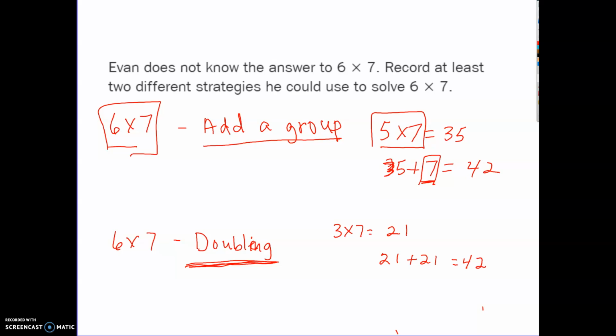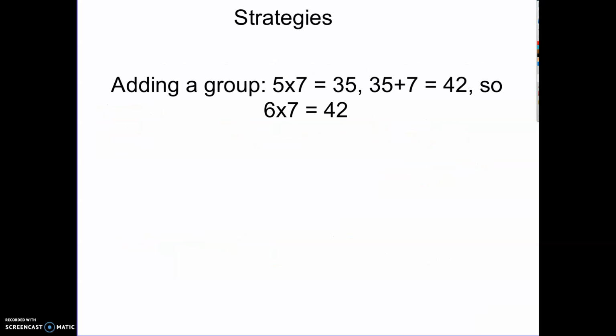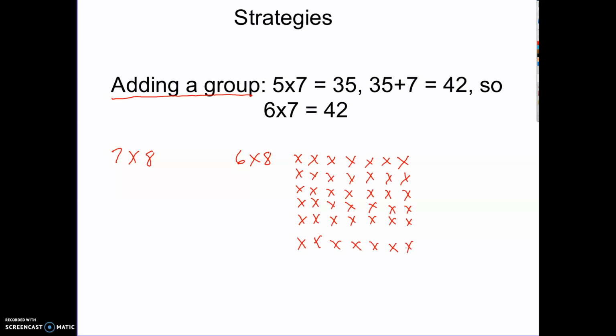So let's review some of our strategies that we've used so far. We have used so far this year adding a group. Now, I'm going to use a different problem besides 6 times 7. What if I want to know what 7 times 8 is? I can make an array for 6 times 8. I can make that array. Okay, so I can do my array for 6 times 8, which is 48.